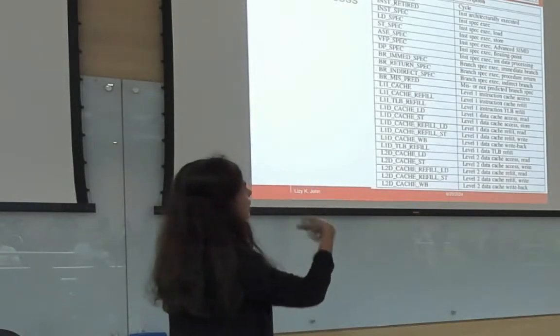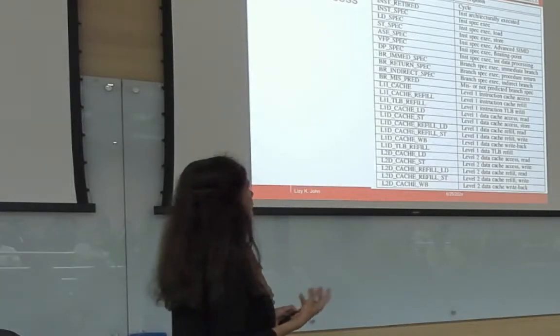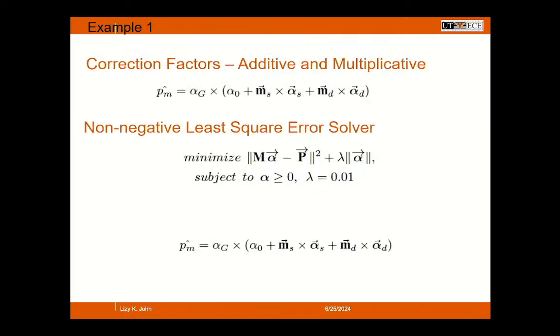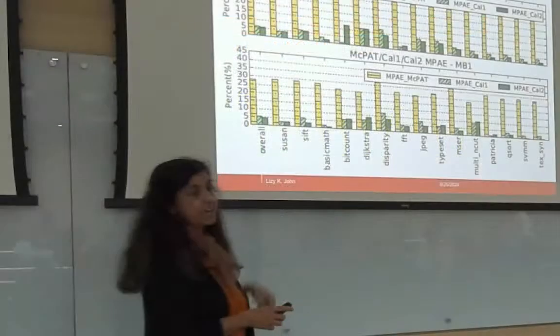And the features, generally we just measure very basic things about the workload: L1, L2 cache features, branch prediction related features, number of instructions, instruction mix, etc. And the correction factors are derived using the non-negative least square error solver. And with that, we can actually correct most of the errors in the difference between the real and the measured. So things that used to be 30% or more now are down to less than 5%.